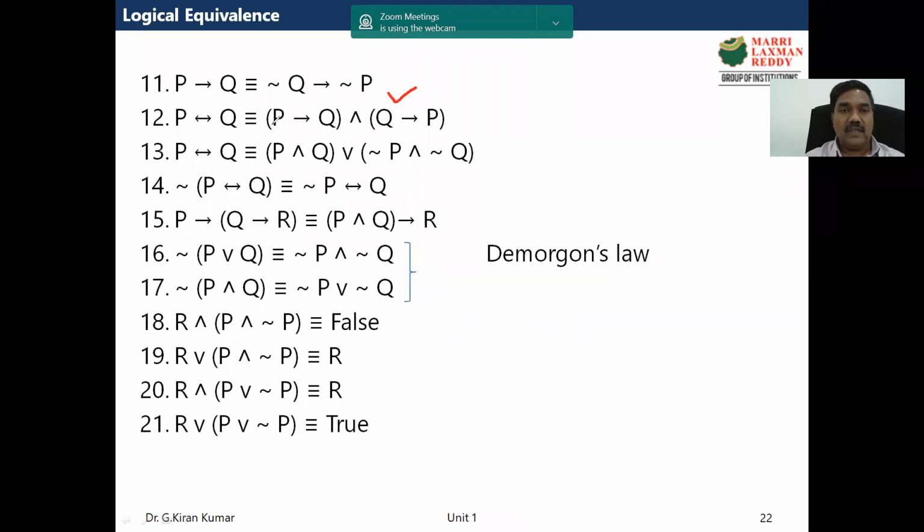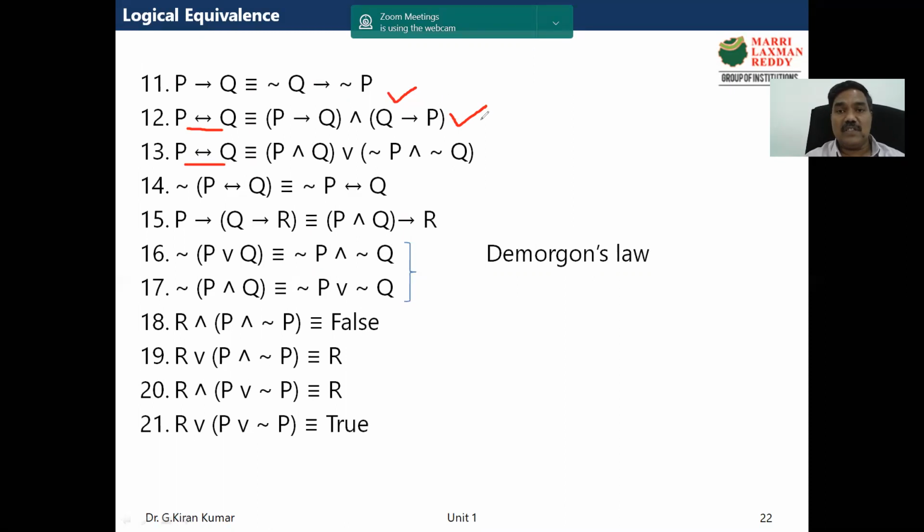Okay. Then P bi-implies Q. P bi-implies Q is logically equivalent to P implies Q and Q implies P. Of course, we know the meaning of bi-implication: it is in both the directions. So P bi-implies Q is logically equivalent to P implies Q and Q implies P. And P bi-implies Q, of course, we can express in terms of AND and OR also.